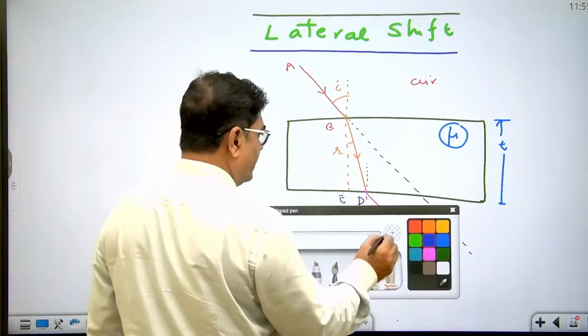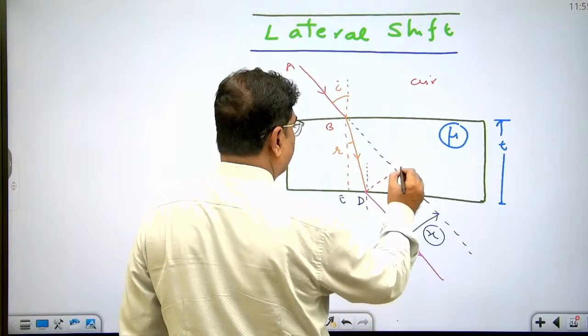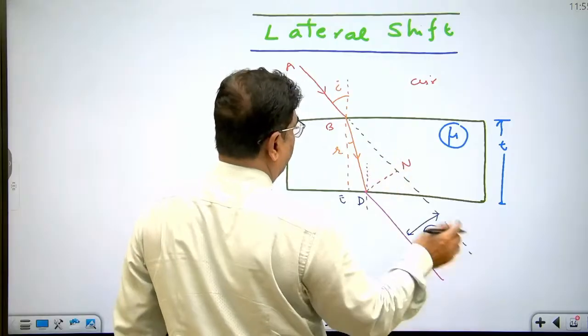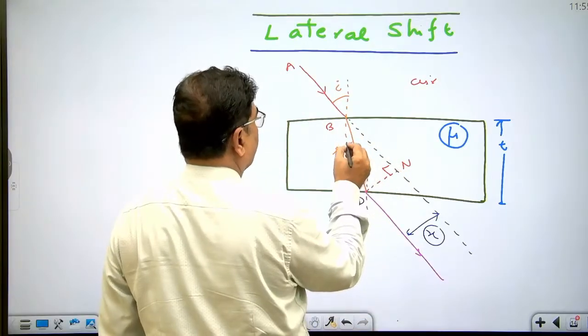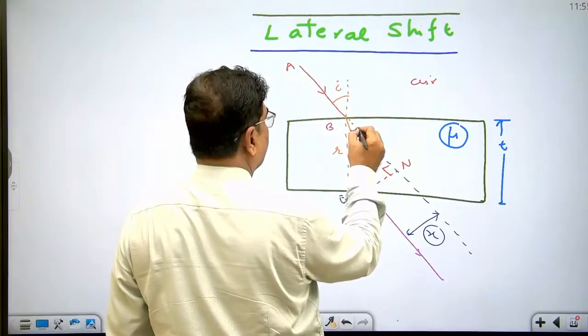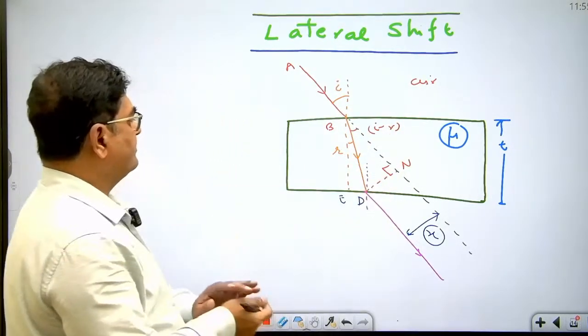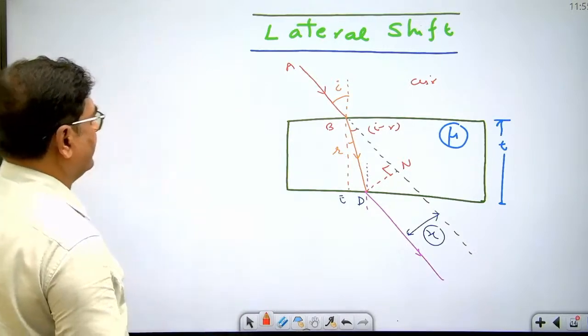What are we doing to determine lateral shift? We are drawing a perpendicular here. This DN is perpendicular to the direction of the incident ray. This is the normal. This angle is r, this angle is i, so this angle is i minus r. Now we are looking at triangle BDN.